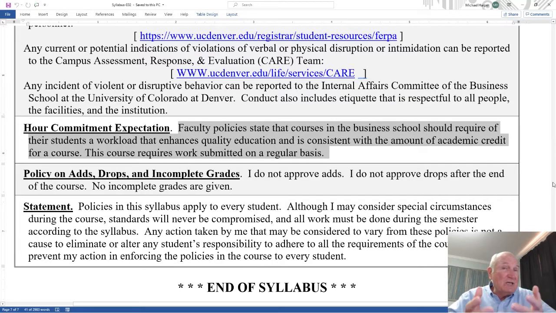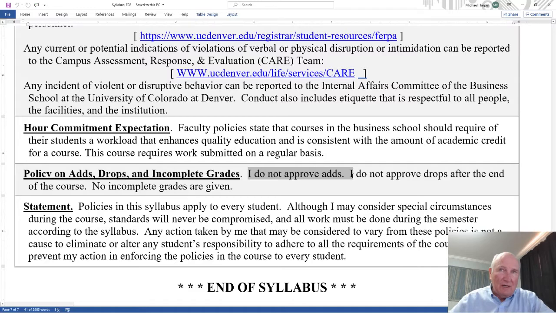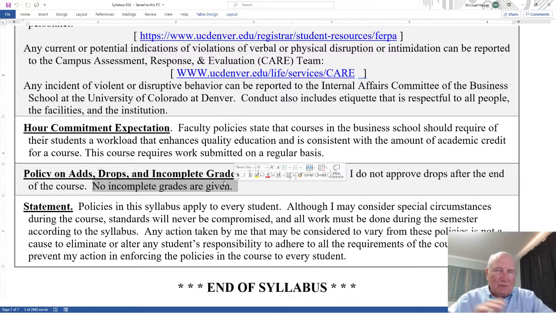Now, I give you as much help as I can, and if you are efficient with the support that I give you with the videos, hopefully the number of hours is less than for people who don't take advantage of the resources. Okay. Policy on adds, drops, and incomplete grades. I do not approve adds or drops, but I'm very strict on incomplete grades. I do not give incomplete grades. They're not given. You get the grade at the end of the course.